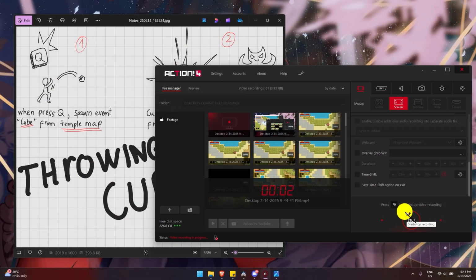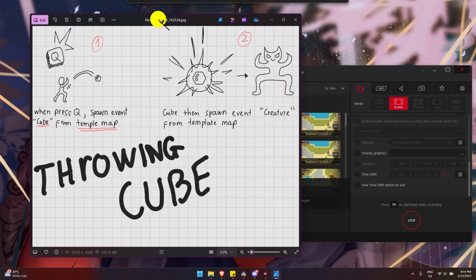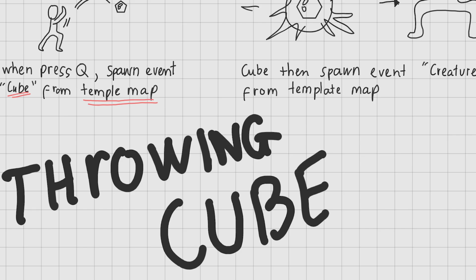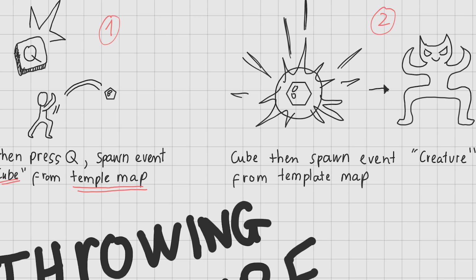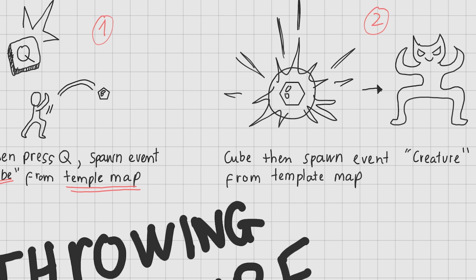This is a pretty complex system, so I'm gonna try to make it as basic as possible, keep it simple for you guys to catch up. So firstly, we'll do throwing cube. When pressing Q, we'll spawn event cube from template map. And then the cube will spawn another event called creature, also from template map.